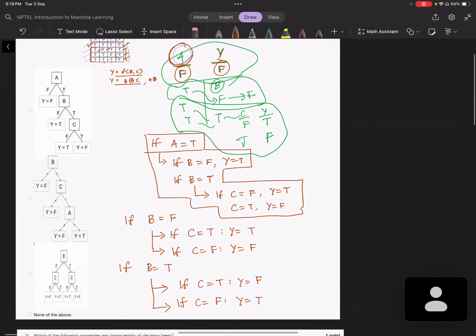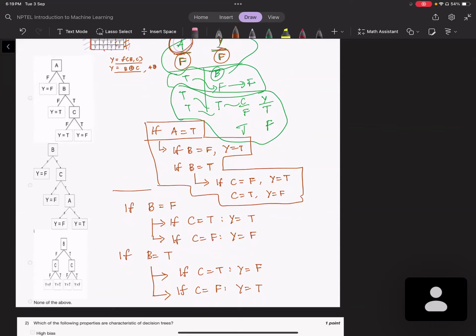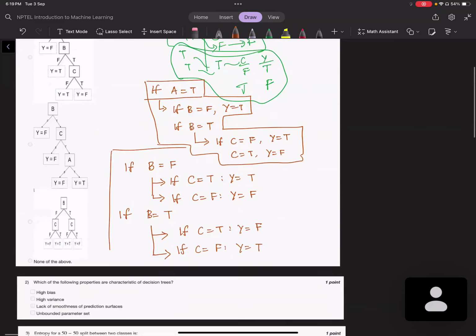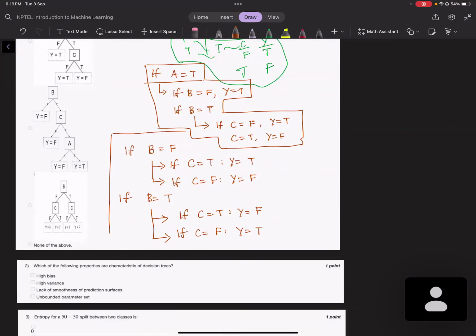So if we just consider B and C alone, we don't need to look at A, and we still can make a decision on Y. So if you have to create a greedy tree, then this would give us a 2-layer tree. Hence, option C would be the correct answer for this question.